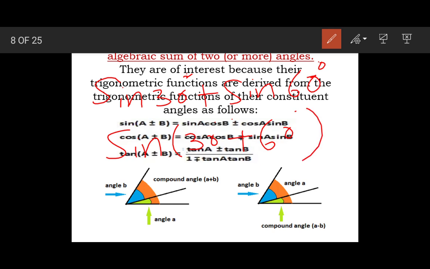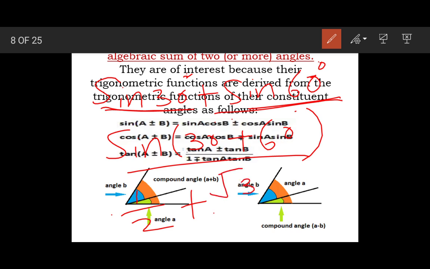Now class, can you tell me whether both the terms are the same or different? Sine 30 plus sine 60 and sine of 30 plus 60, are both the same or different? For that, let us check the value. Sine 30 is 1 upon 2, plus sine 60. Sine 60 value is root 3 upon 2. So that is equal to 1 plus root 3 upon 2.